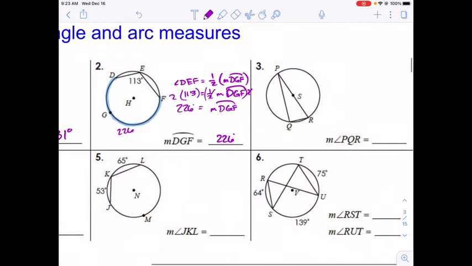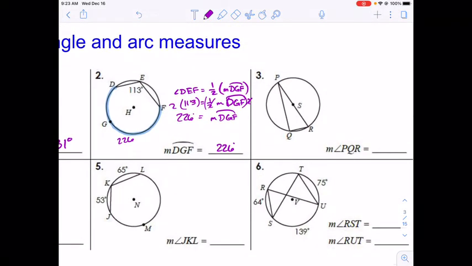So look at number 3. Number 3 here, we have an inscribed angle here at Q, and it opens up here to a diameter. If you notice here, this point P and point R going across here, it goes through S, so we know that's a diameter, which means this is 180 degrees over here, which means that this will be a right angle, because half of 180 is 90. So the measure of PQR is going to be 90 degrees.